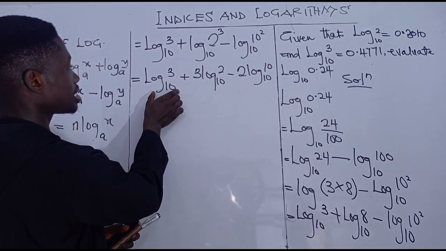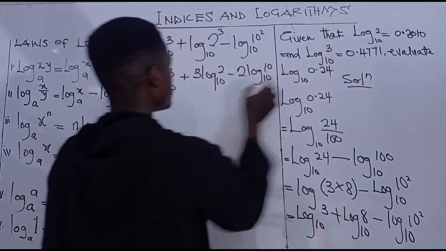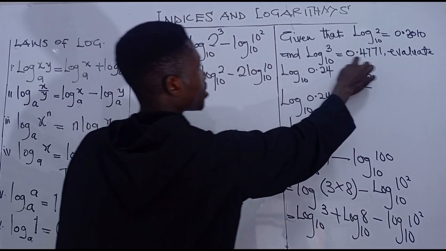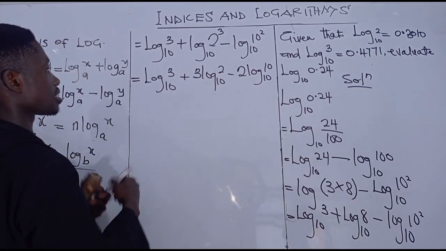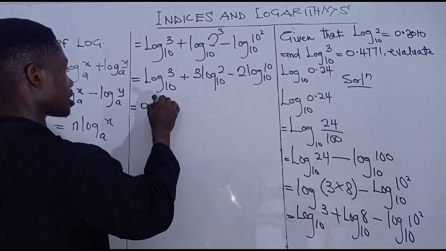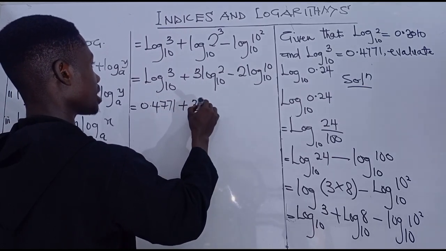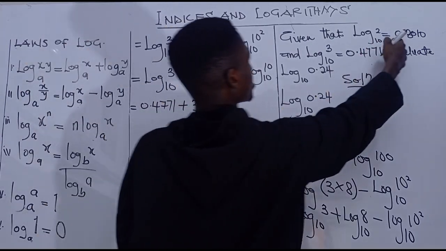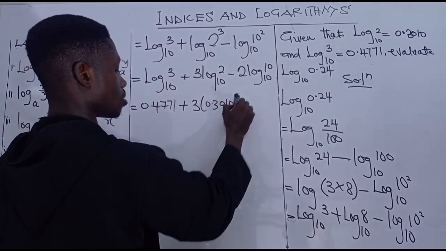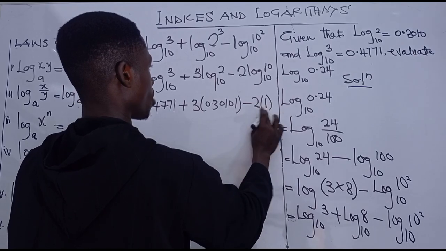So we are just going to substitute the estimated values for these logs in place of this expression. So log of 3 to the base of 10, the estimated value for that is 0.477. So we are going to replace that with 0.4771 plus 3, and then log of 2 to the base of 10, we have 0.3010 minus 2, this will give us 1.